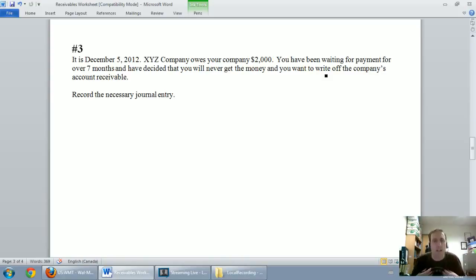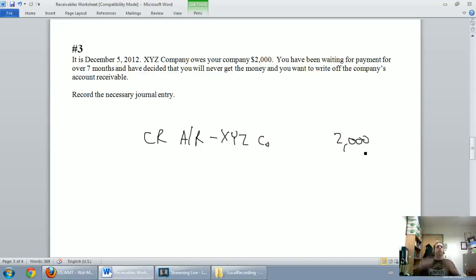I credit that asset. So this XYZ company has a $2,000 accounts receivable. Well, we have an account receivable from them. So I'm going to get rid of it. I'm going to credit accounts receivable. And I might even note who it's from, XYZ Co. And it's for $2,000. And I'm just saying, look, we don't have a receivable anymore. Look, this isn't an asset to us. We're never getting that money. We got to get rid of it. So I credit my account receivable from XYZ company.